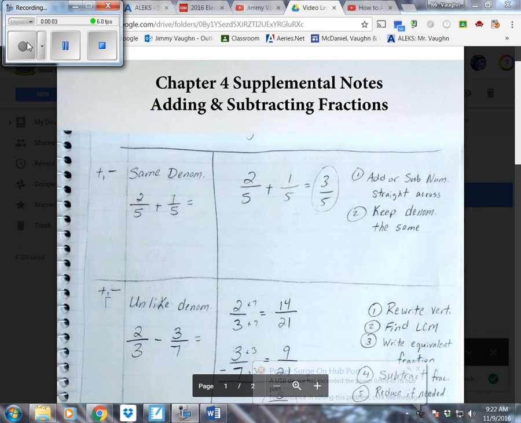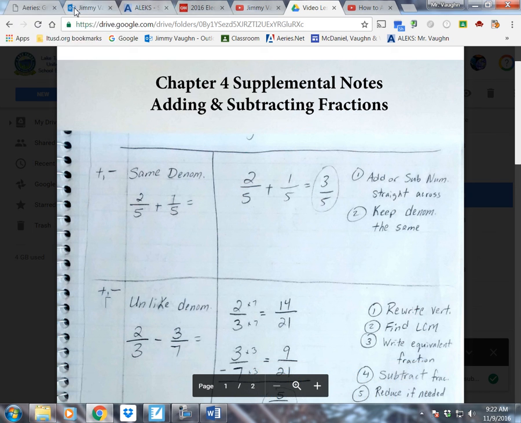Alright, we're going to do a really quick video lesson on the Chapter 4 supplemental notes, adding and subtracting fractions. It's included at the end of your notes packet, and if you remember how to do this from last year or it makes enough sense to you, you do not need to watch these, but it'll be here as a reference for you.